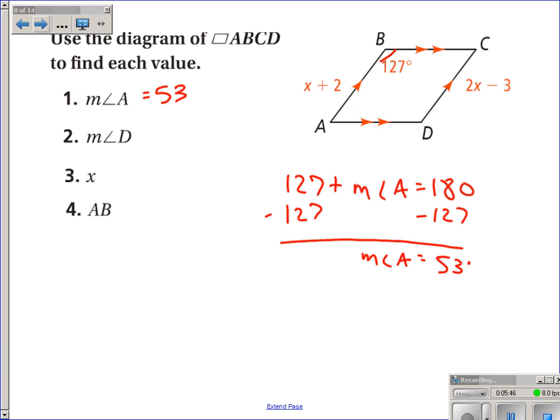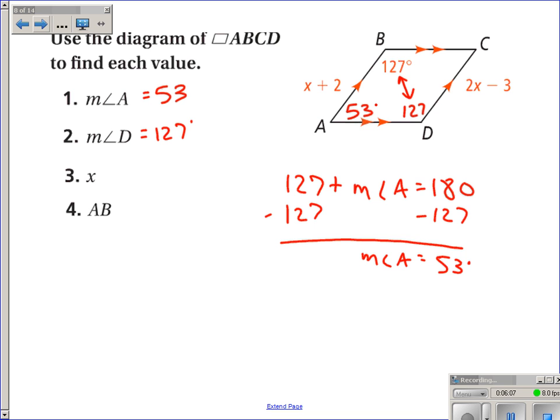Okay, so this is 53. Now, to find the measure of angle D, I could do the same thing since it's consecutive with angle A. But since I know the opposite angles are congruent, I would know that angle D is 127 because the opposite angles are congruent.